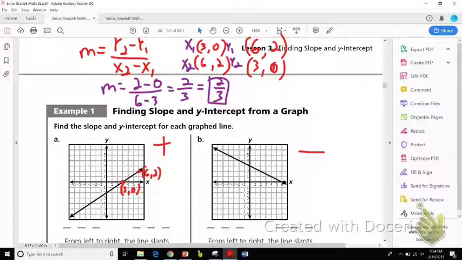So the way we would write this here is that we already know our slope, so the equation that fits this graph is y is equal to 2/3 x minus 2. And that is the equation that suits that graph.